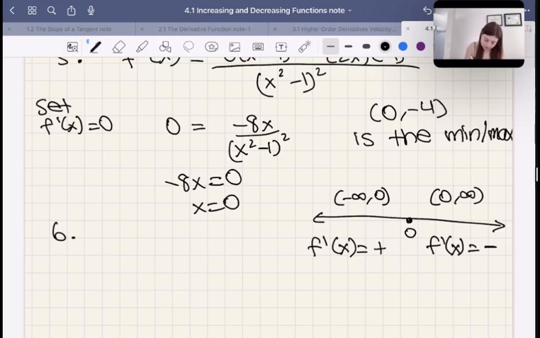So the increasing intervals would be what? It would be negative infinity up to negative 1 and negative 1 to 0.